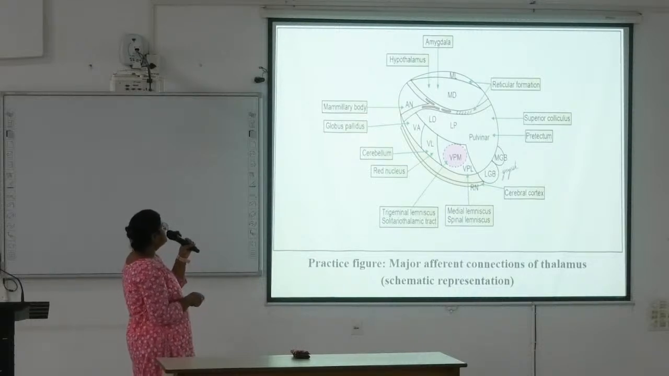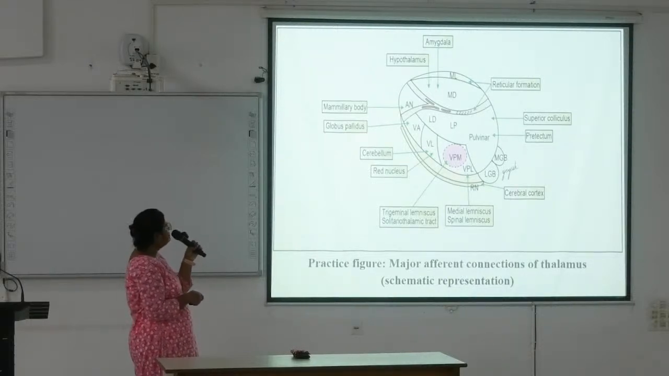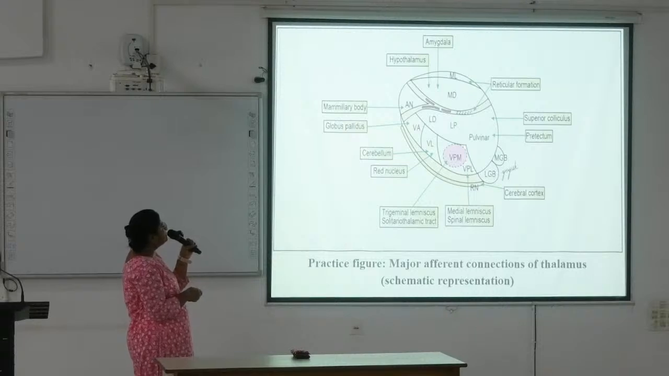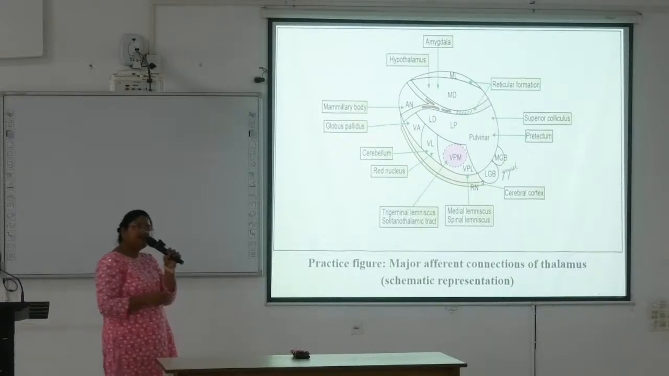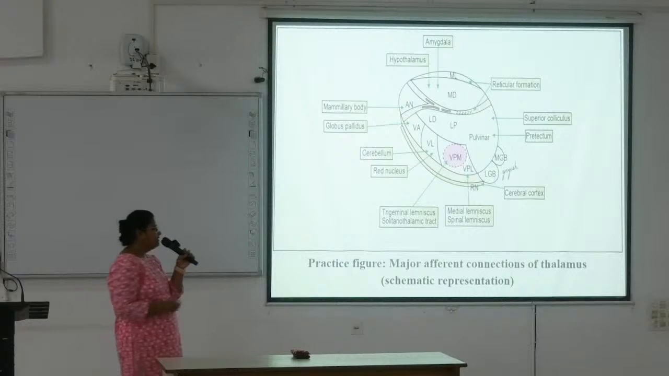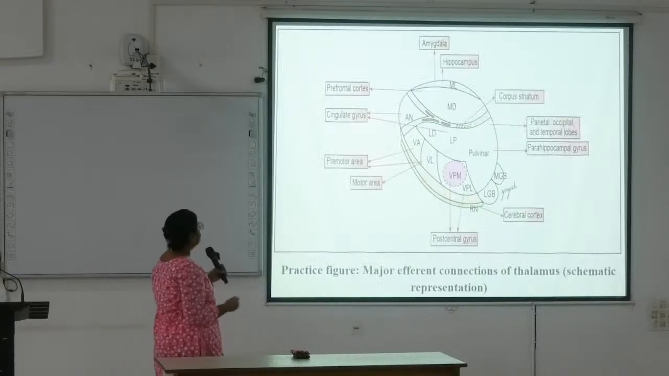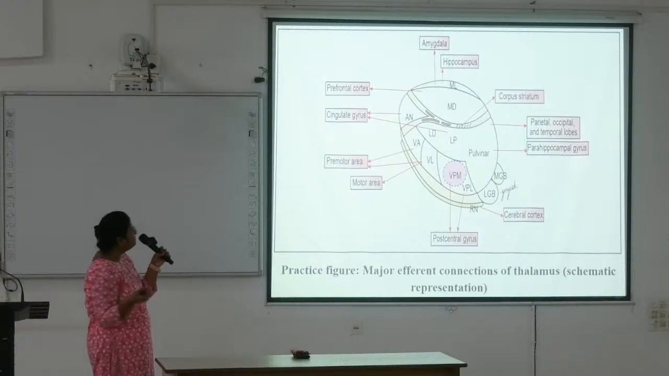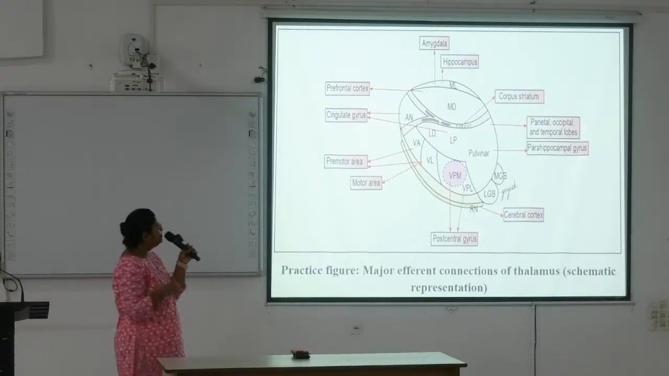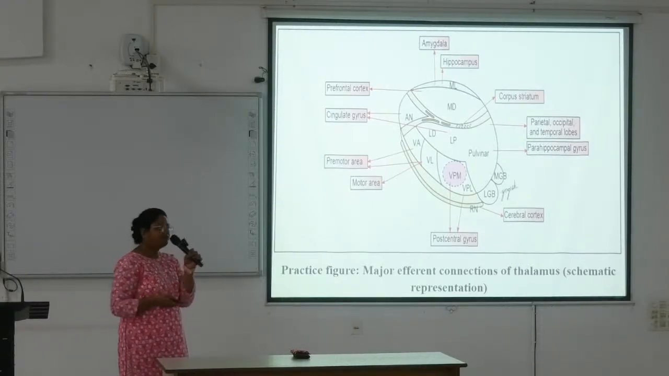Cerebellum and red nucleus are connected to the ventrolateral nuclei. Globus pallidus to the ventroanterior nuclei. Mammillary body to the anterior nuclei. Okay. So all these are afferent connections of the thalamus. Next we go to efferent connections. From the thalamus, the stimulation is going to which areas?